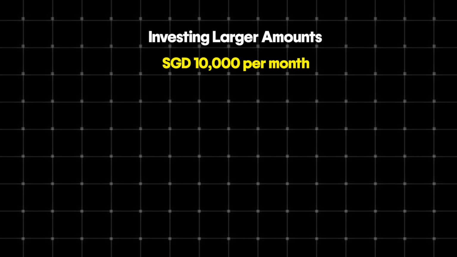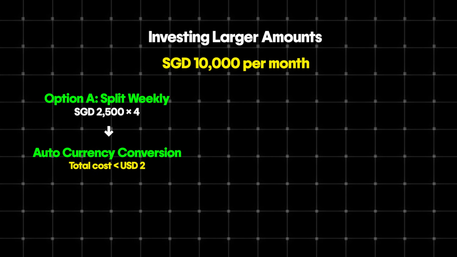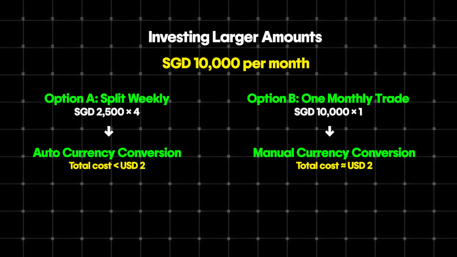However, the picture changes slightly once the investment amounts get larger. Suppose you are investing 10,000 SGD a month. If you split this into weekly investments of about 2,500 SGD, auto conversion remains cheaper on a per transaction basis. However, if you invest the full 10,000 SGD in a single monthly transaction, manual conversion becomes cheaper since you only need to pay the $2 conversion fee once, while avoiding the percentage-based spread.